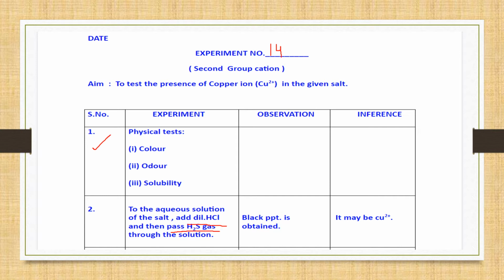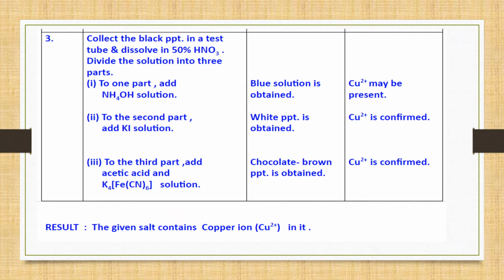If it is copper, you will get a black precipitate of copper sulfide, CuS. So we'll write it may be Cu2 plus. Next test, which will confirm the presence of Cu2 plus, we'll collect the black precipitate in a test tube and dissolve it in 50% nitric acid. And then you divide the solution into 3 parts.